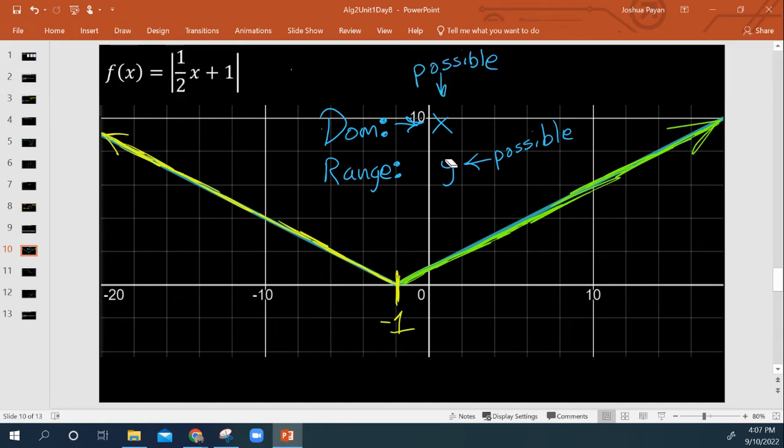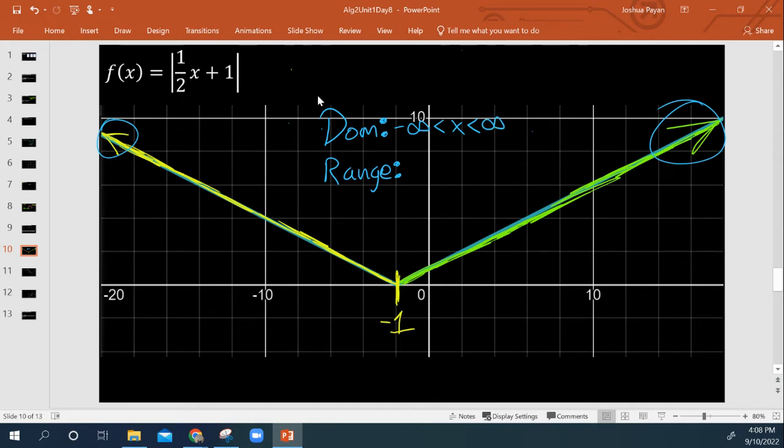So let's talk about domain and range of this particular function, namely f of x equals the absolute value of half x plus 1. So its domain, I mean, these arrows in either direction tell me that x can be anything that's a real number. So x can be all real numbers. And the simplest way we could say it is using an inequality. So we could say negative infinity is less than x is less than positive infinity.